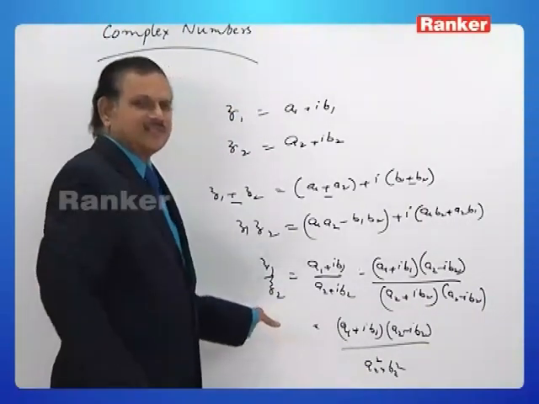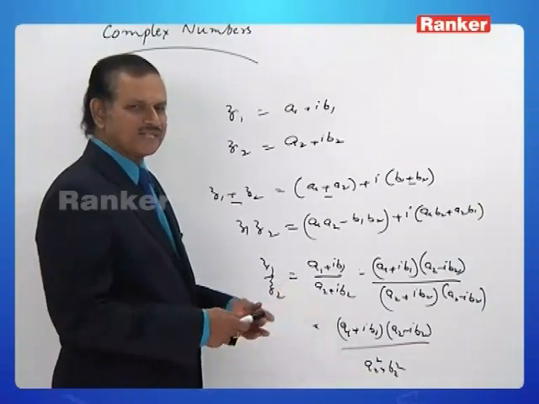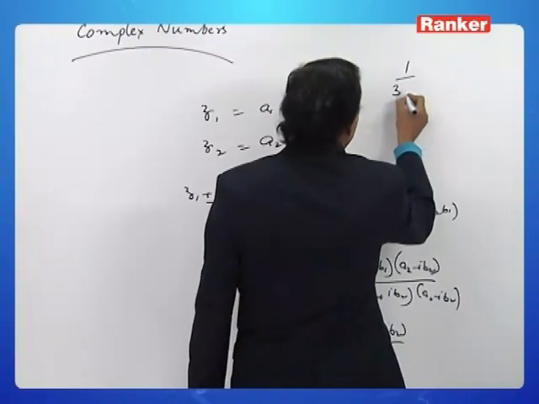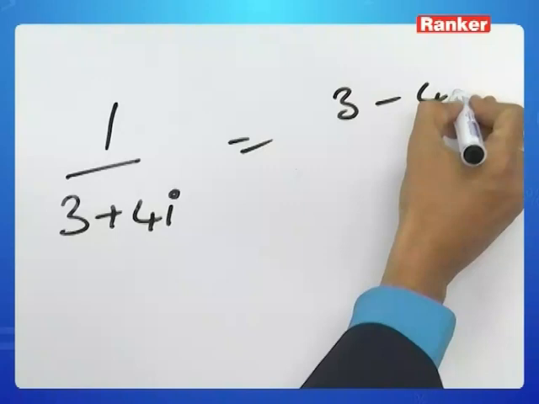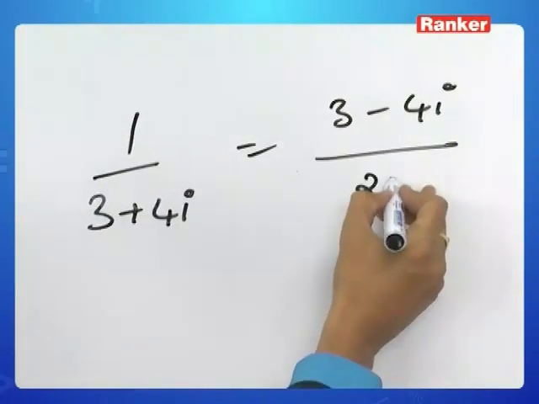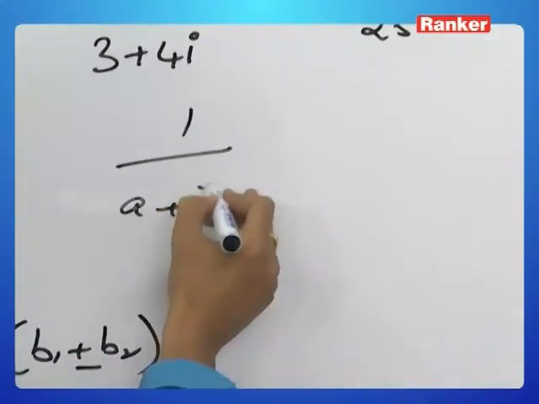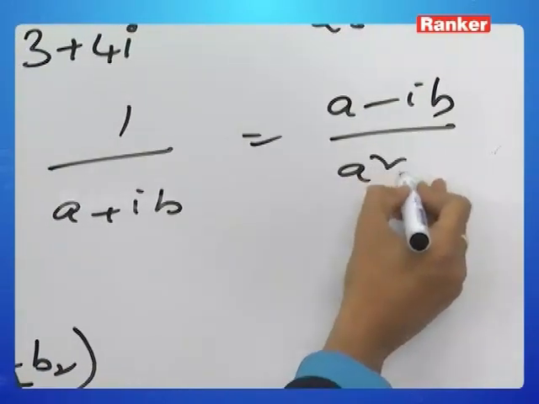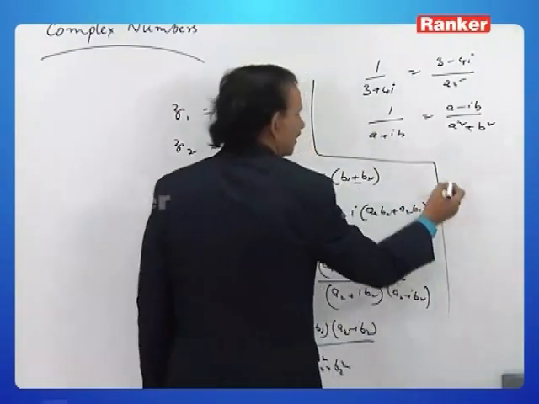By looking at this Z1 by Z2, we will practice ourselves to have the reciprocal of any complex number. For example, 1 by 3 plus 4i is equal to 3 minus 4i by a square plus b square, 9 plus 16, 25. 1 by a plus ib, what can you have? A minus ib by a square plus b square. Just like that.